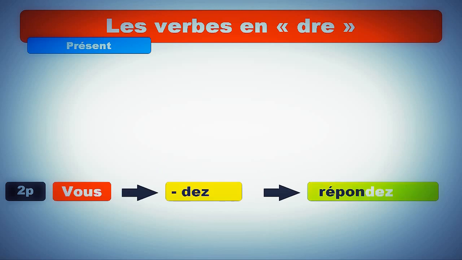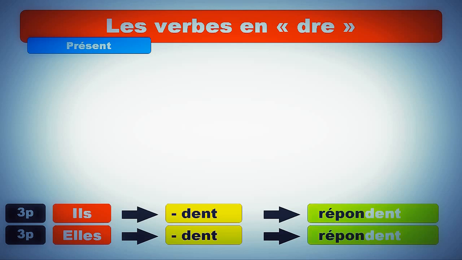For vous, you've got the ending D-E-Z, so you pronounce that D. Okay. Keep in mind that the combination between E and Z at the end of the verb is pronounced like E. Okay. So you get this vous répondez. Repeat. Vous répondez. Okay.